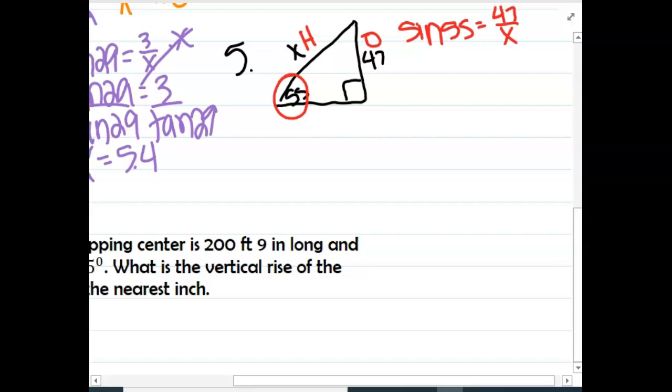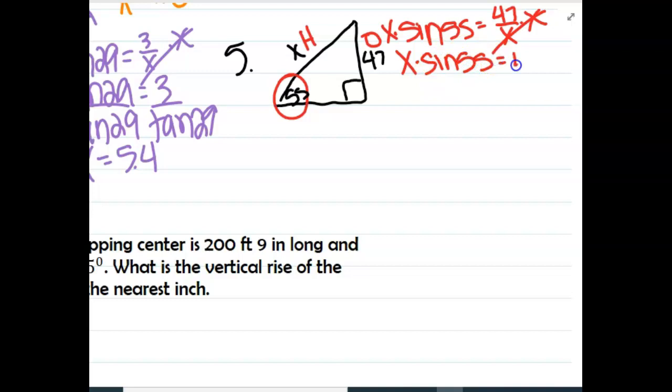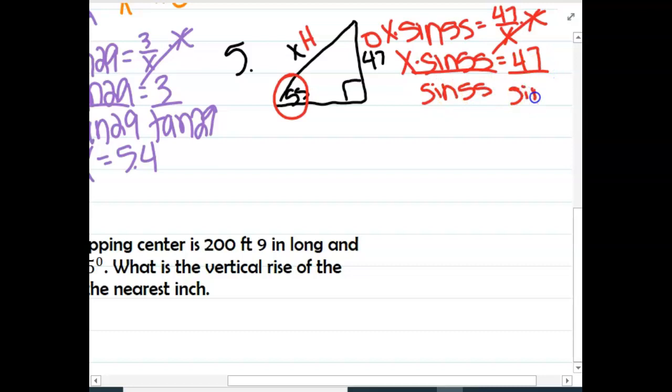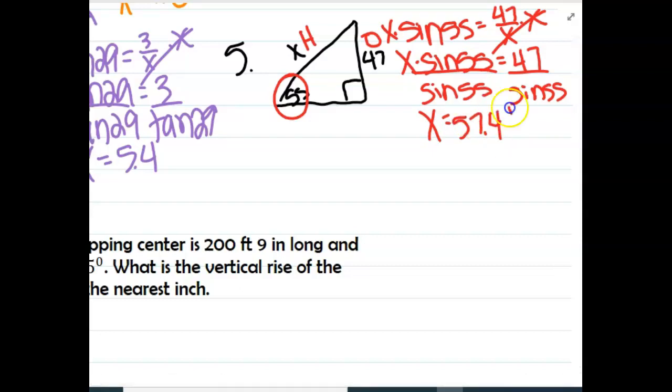We have the same problem, right? I can't solve for x if the x is in the denominator. So we're going to multiply both sides by x. So we have x times the sine of 55, and on the right we just get 47. And just like the last one, to get rid of the times sine of 55, we would divide by sine of 55. Once again, I want you guys to practice. Make sure you can get the right answer. You should get, rounded, 57.4. And if you are not getting that, you definitely need to let me know.